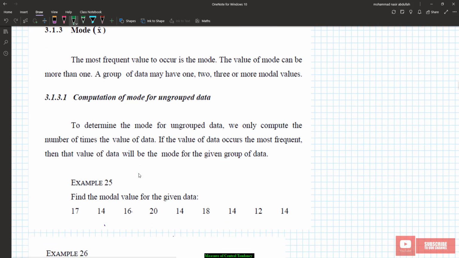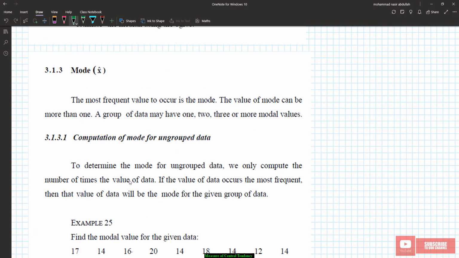So let's look at mode. The symbol for mode is x with a hat. Any alphabet with a hat, we can say that this is a mode, right? Except when we are modeling linear regression or any statistical model, where it might be the predicted value. But in this case, for measure of central tendency, this is the symbol for mode that we use.